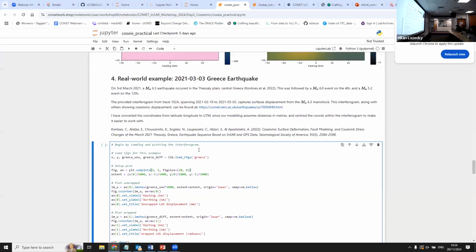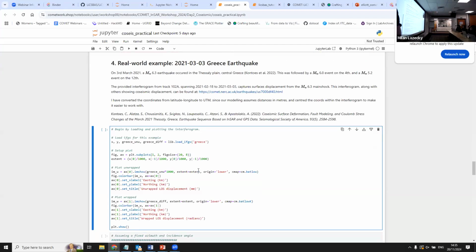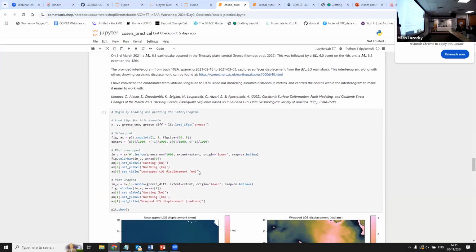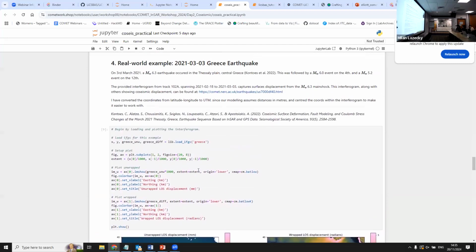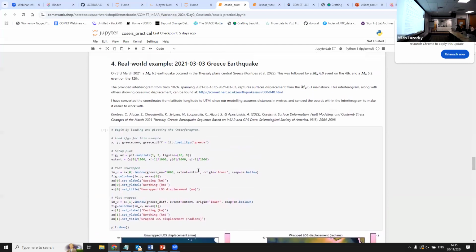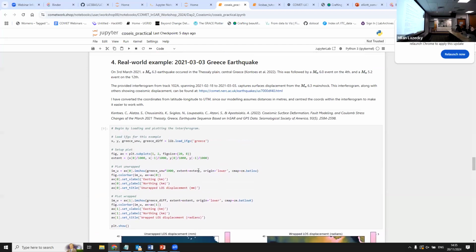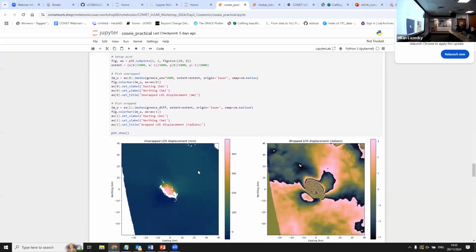Okay, I'm aware I'm moving on quite quickly, but I want to get through this so that you can go back through and play with it in your own time. So next we'll be moving on to some real world data. This is an interferogram taken from the Leeds earthquake portal. This is an earthquake in Greece. It's magnitude 6.3. It's got a lovely signal, lovely interferogram.